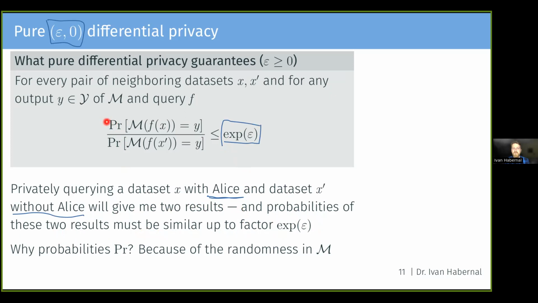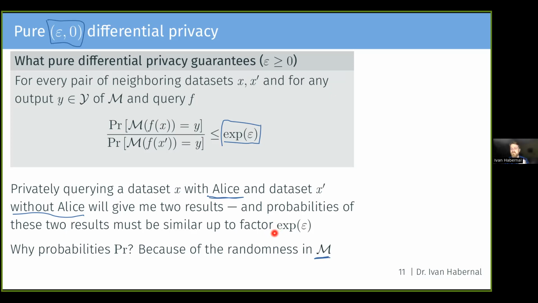And you might be asking, why are these probabilities here? Well, because there's randomness. So the mechanism is a random process. We're adding some noise, and we can reason about the probabilities in this process. So this was the definition of pure differential privacy. We have neighboring data sets, we have different queries, and we know that there is some bound on the probability of revealing some information about each person in the data sets in terms of probabilities.